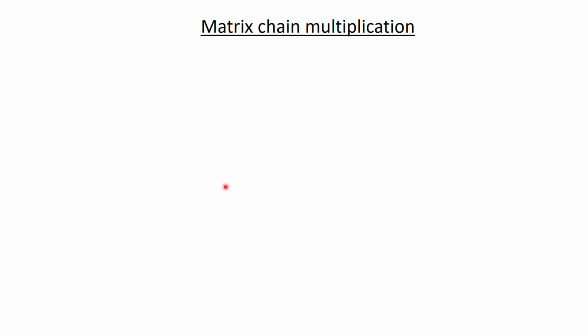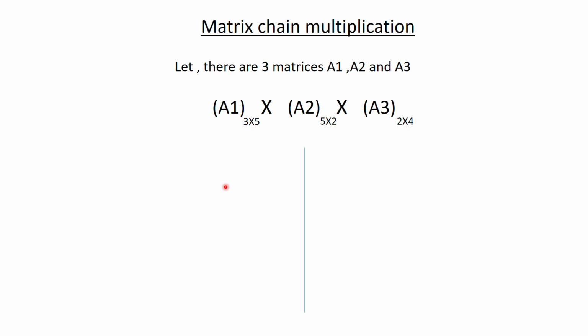Today we are looking at matrix chain multiplication. Let's start with a simple question. A1 has row number 3 and column number 5, and A2 and A3 are matrices.